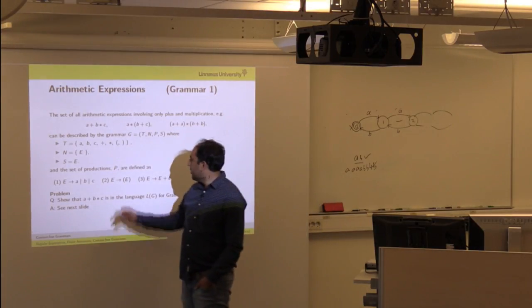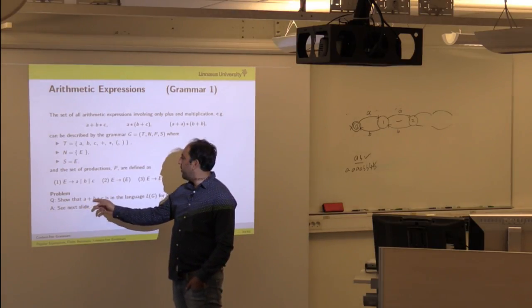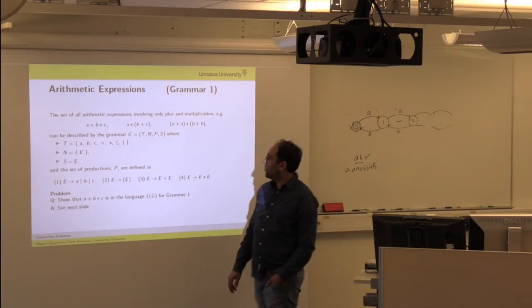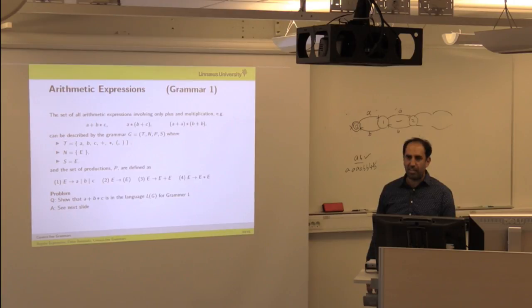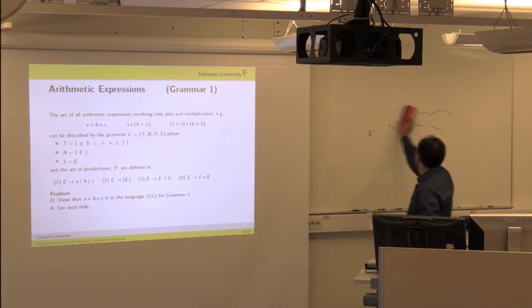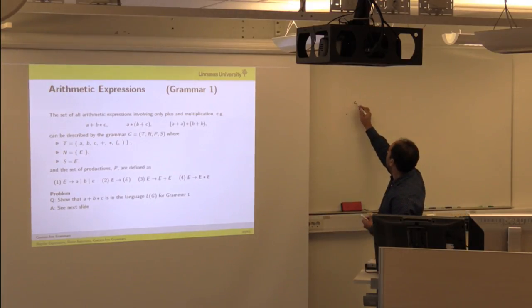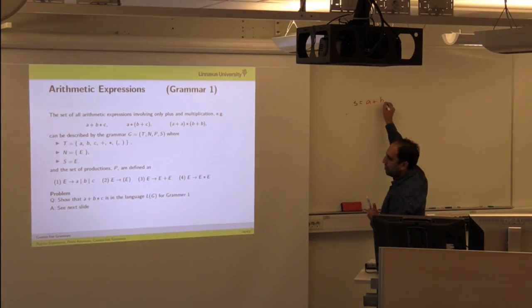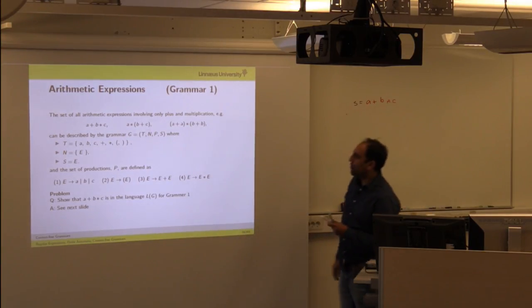Okay, now you have this context-free grammar, and if someone asks you, can you show that A plus B star C belongs to, is recognized by, this context-free grammar, the language defined by this context-free grammar, or not? Could you show that? The string we have is S equal to A plus B multiplied by C, and we have 4 different production rules.